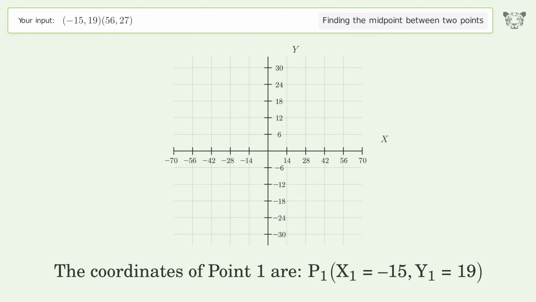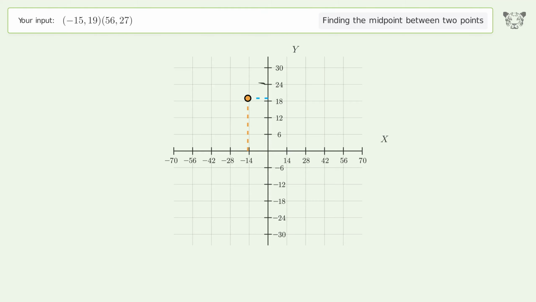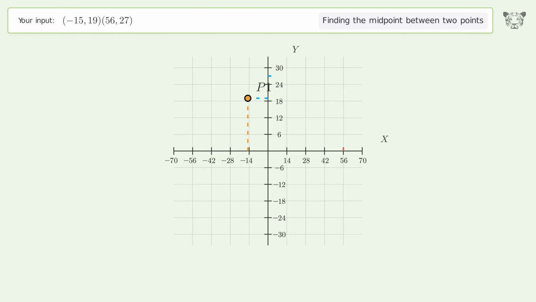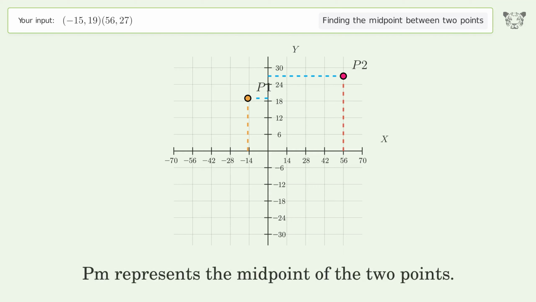The coordinates of point 1 are, x1 equals -15, y1 equals 19. The coordinates of point 2 are, x2 equals 56, y2 equals 27. PM represents the midpoint of the 2 points.